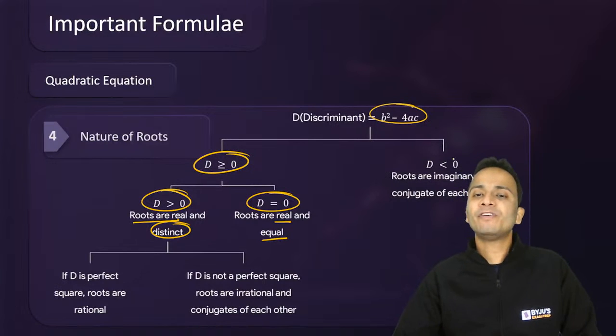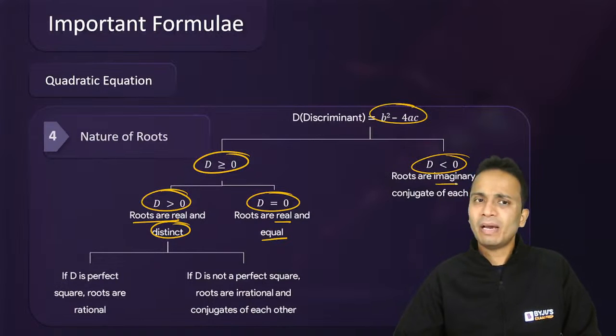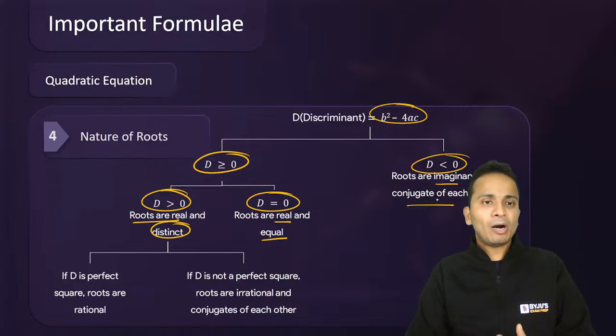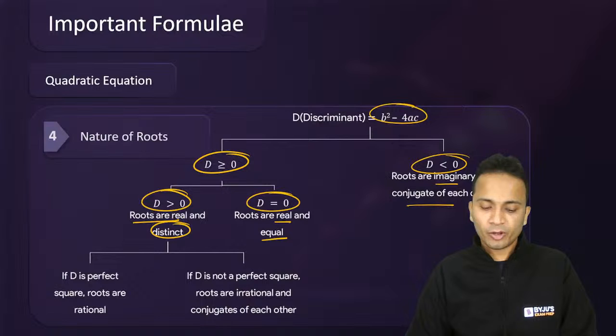On the other hand, if D is less than 0, the roots will be imaginary and both the roots will be complex conjugate of each other. So this is about the nature of the roots of a quadratic equation.